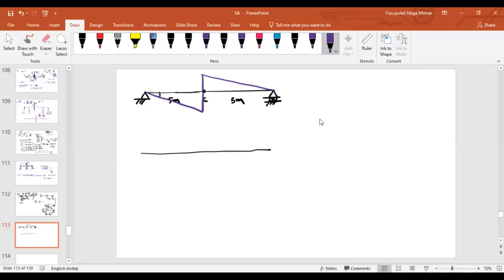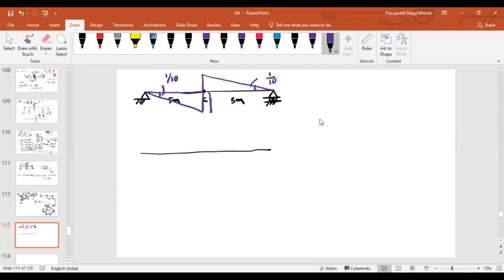What about the slope here? What is the total length of this? 5 plus 5, 10. So what about the slope here? 1 divided by 10. What about the slope here? 1 divided by 10. What about this ordinate? Slope is 1 by 10.